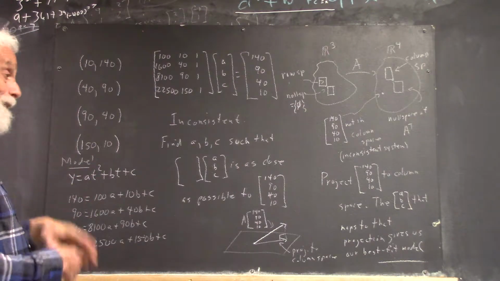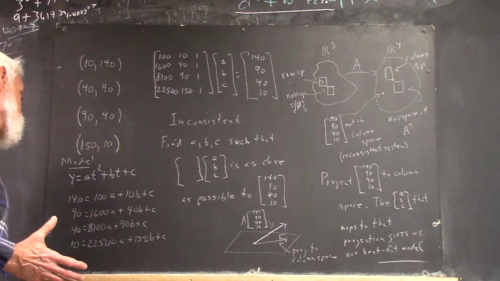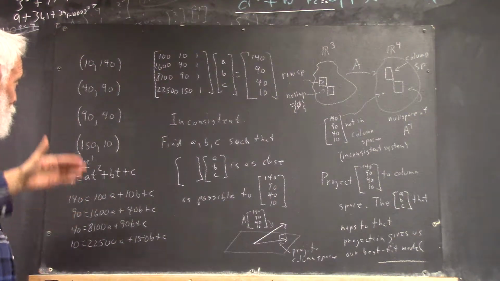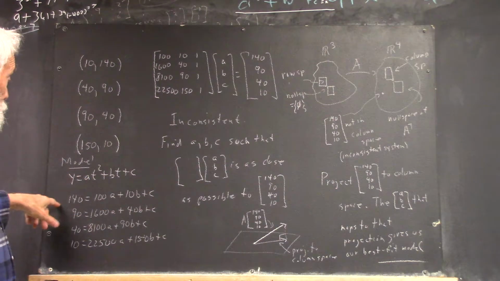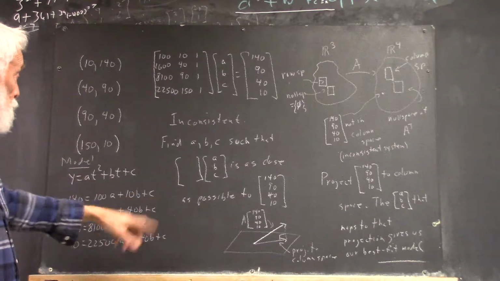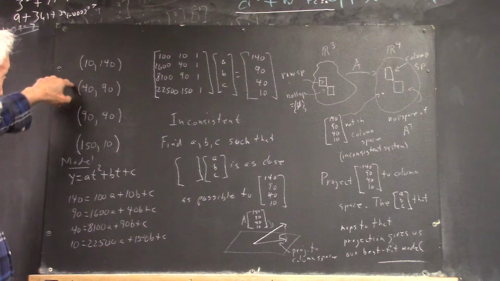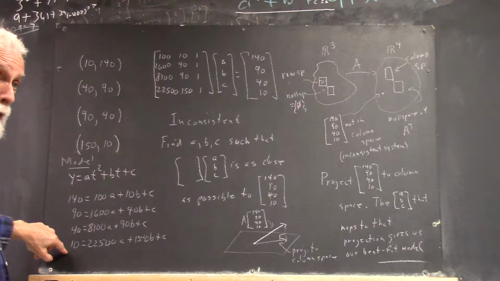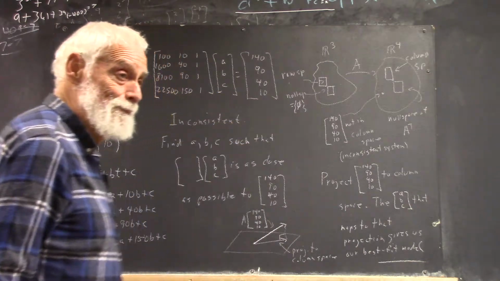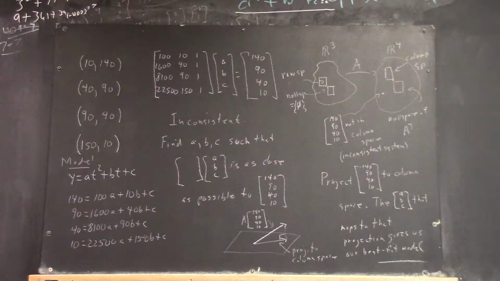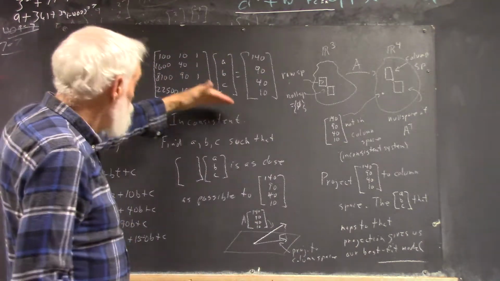You got 4 points, too much information. You can't get an exact solution. So we can write out what these points tell us. If the model is this, then 140 equals 100A plus 10B plus C, just plugging in 10 for t, 140 for y. Do the same thing for this point, this point, this point. We get 3 more equations. These equations can be written as a matrix equation. And what we're trying to find is A, B, and C, but there's no solution.